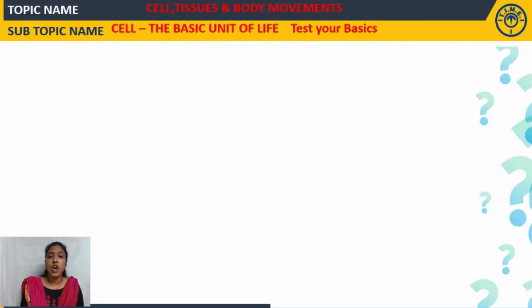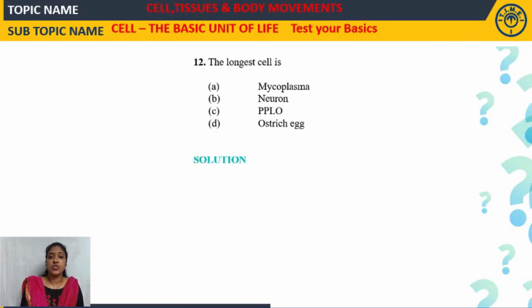Moving on to the next question, question number 12. The longest cell is A, mycoplasma, B, neuron, C, PPLO, D, ostrich egg. We have to find out the longest cell. We have studied which is the smallest cell, which is the largest cell, and which is the longest cell also. So we can check the options. A, mycoplasma. Mycoplasma are the smallest cells. It is not the longest cell.